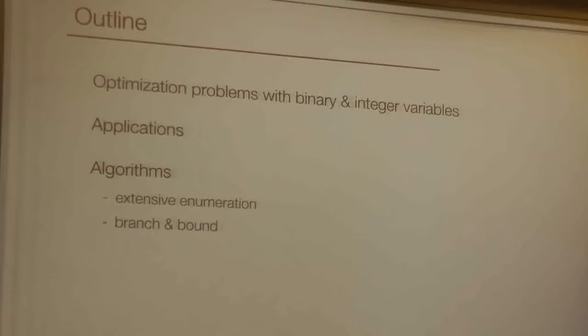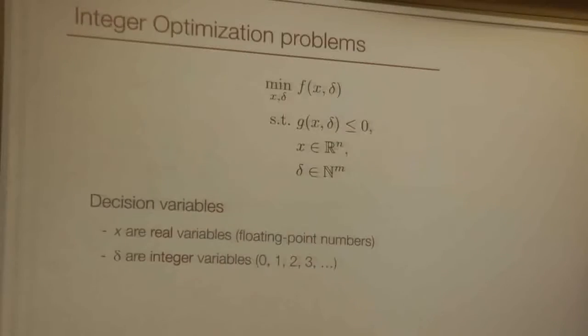And we plan to talk about two classes of algorithms. The first one is the so-called extensive enumeration. And the second one is a very clever heuristics which sometimes allows to solve these problems more effectively compared to the extensive enumeration approach. So let us take a look at what the integer optimization problems are, how they look like, and what are the properties.